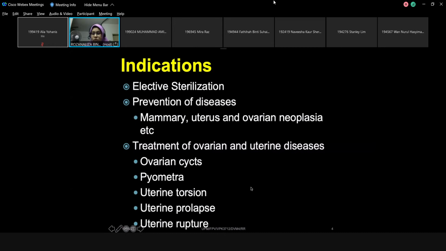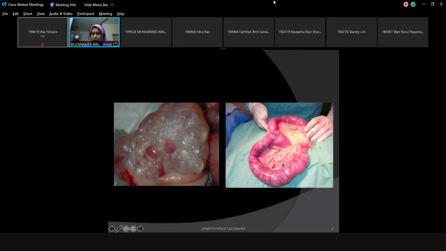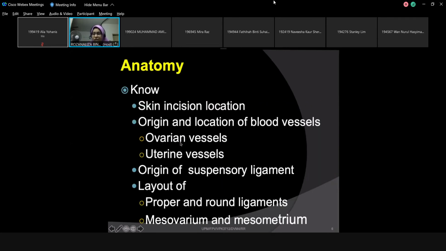For surgery, it's very important for OHE that you know your skin incision location, the origin and location of the blood vessels that you're going to deal with. In OHE, it's very important to be clear on the ovarian vessels and uterine vessels. Know where the origin of your suspensory ligament is, and also the layout of the proper ligament, round ligament, mesovarium and mesometrium. If you're not familiar with this, please open up your anatomy books.